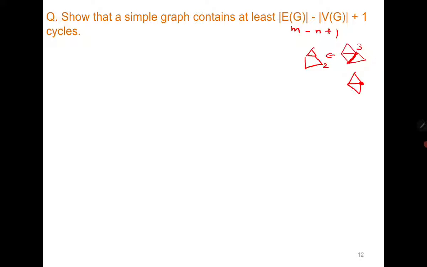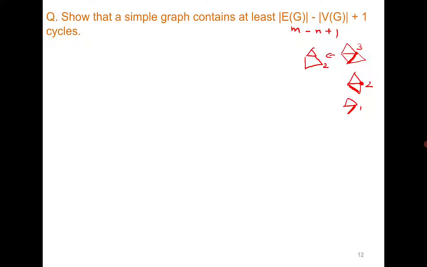In this case, if you delete this edge, you will have a graph with 2 cycles, now 1 cycle. So if you delete an edge which belongs to a cycle, then the number of cycles only gets reduced by 1. It means you should consider an edge that belongs to a cycle. But how do you know that there exists a cycle in the graph?